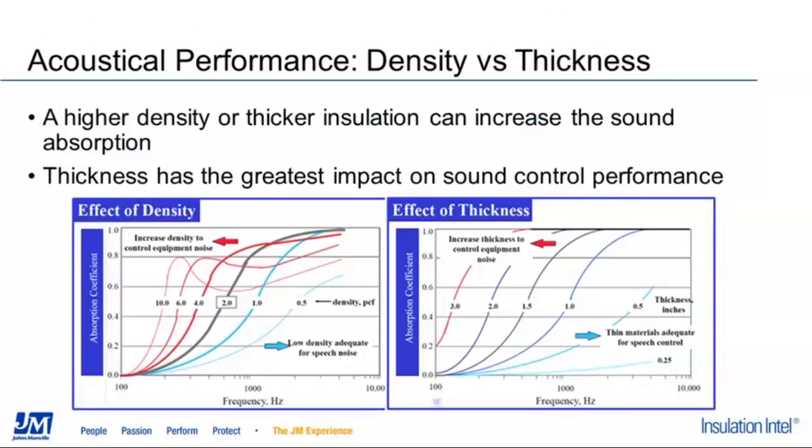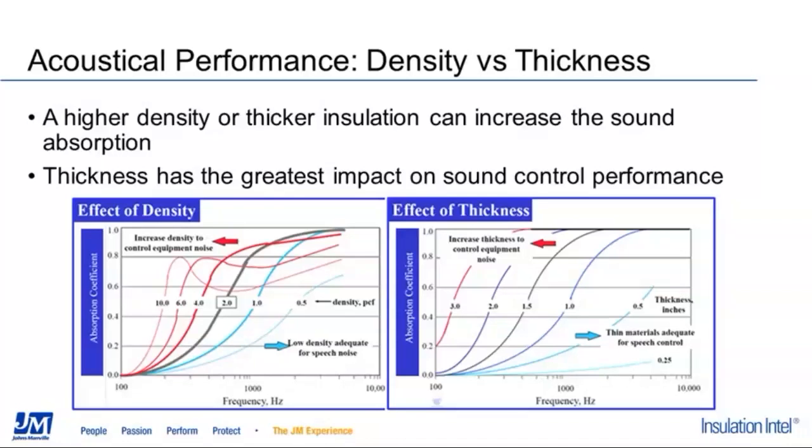When you look at these two graphs, you can see the impact of density on sound absorption on the left. The density is identified in the numbers in the middle of the graph, ranging from 0.5 PCF on the blue bar to 10.0 PCF on the red bar. The sound absorption coefficient is on the y-axis, ranging from 0 to 1, and you can see that every density absorption coefficient starts at 0 with varying degrees of effectiveness depending on the frequency.